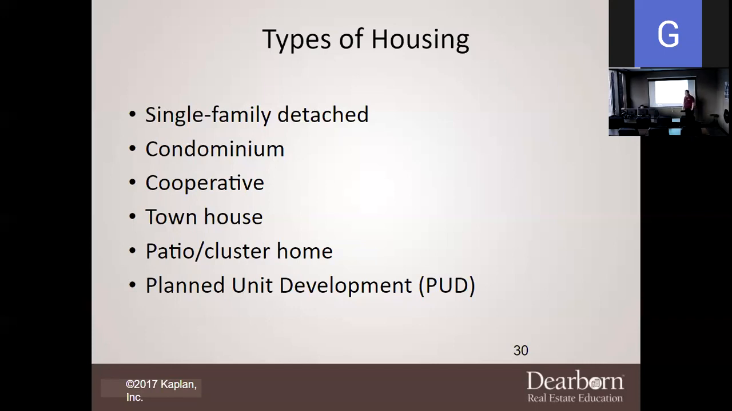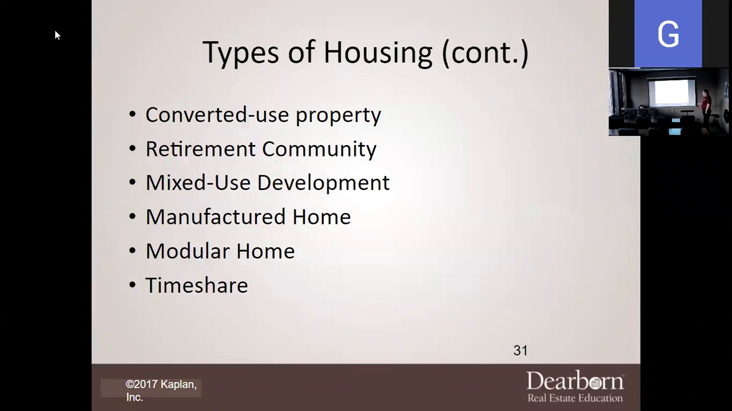All of these are different types of homes, and you have to know each and every one of these different types of homes. Now, of course, we also have different usage. You do have converted use property. And what that is, I actually saw one today. For example, Mr. Aiden buys an old hotel and turns it into a house. You can convert it into different things. So in that situation, you can have converted use property. It can be changed. Okay? Retirement community, that's probably where you'll find my mom and dad.